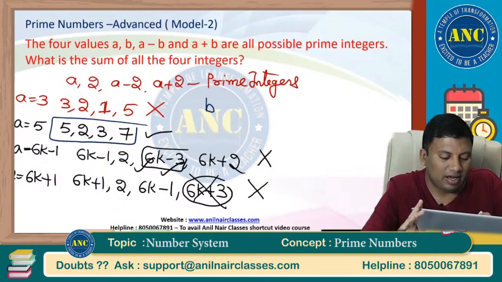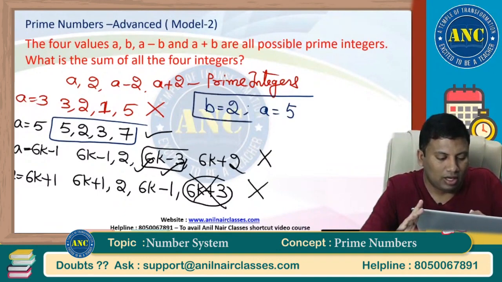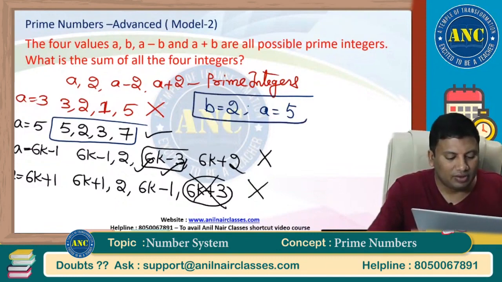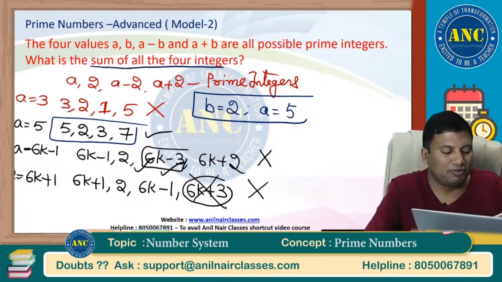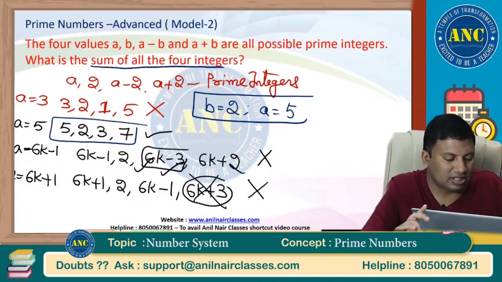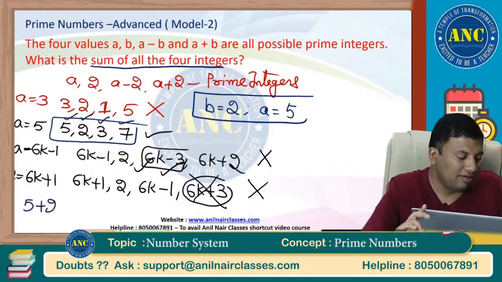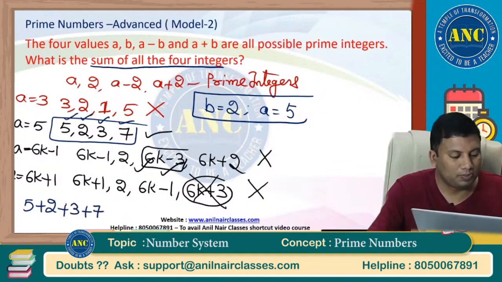What is B value? B value is 2. What is A value? It is nothing but 5. Only value which will satisfy is B 2, A 5. But the question is, find the sum of all the 4 integers. 4 integers are 5, 2, 3, 7. Sum is nothing but 5 plus 2 plus 3 plus 7.